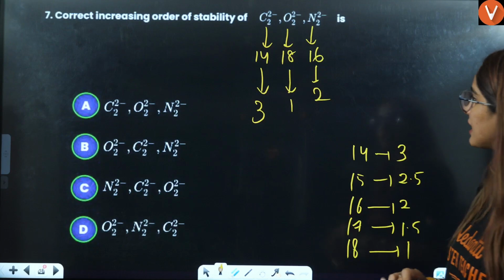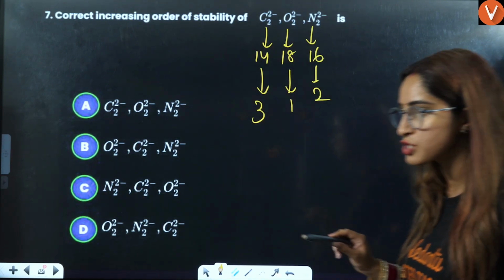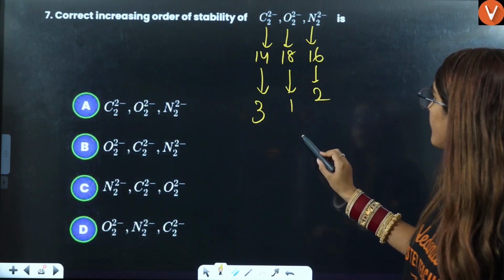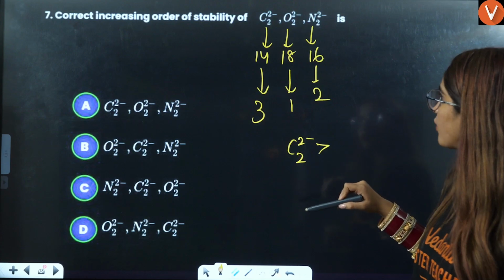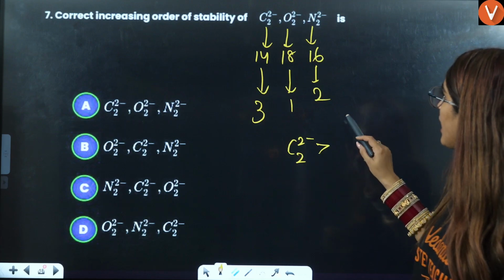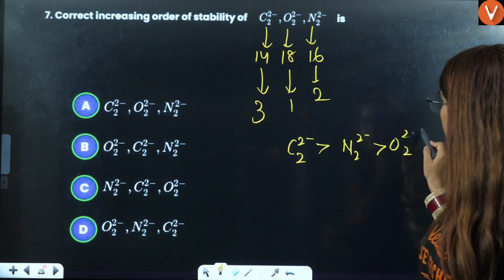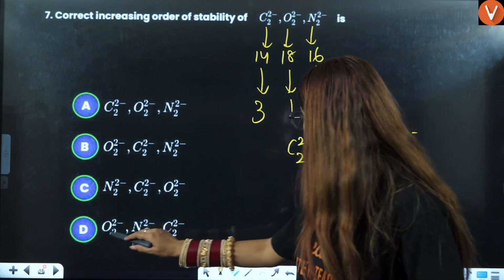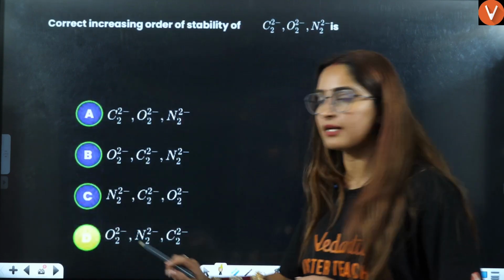If you see this, this is going to be 3, 1, 2. And here we are going to just put this value here, that is 3, 1, 2. So, that means the more stability is of C2 2 negative, right? Then you will have N2 2 negative. Then minimum is for O2 2 negative. They are asking you the increasing order. That means O2, then N2, then C2. So, answer will be D is the correct answer.